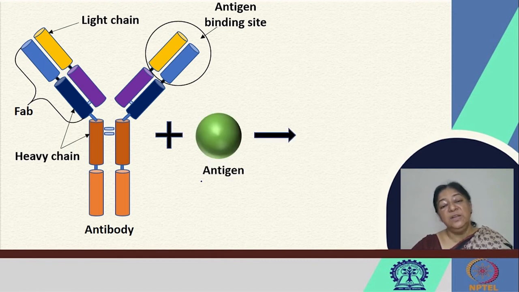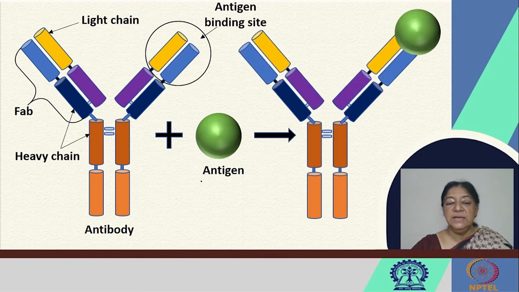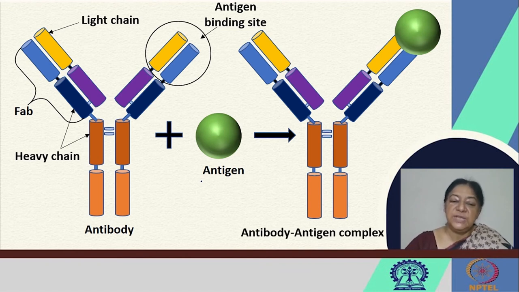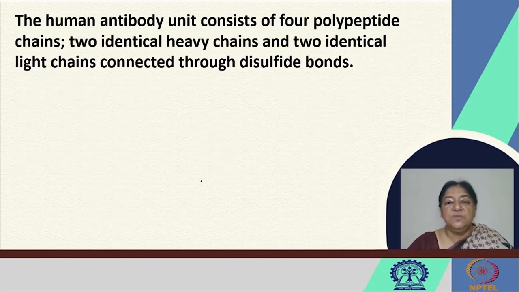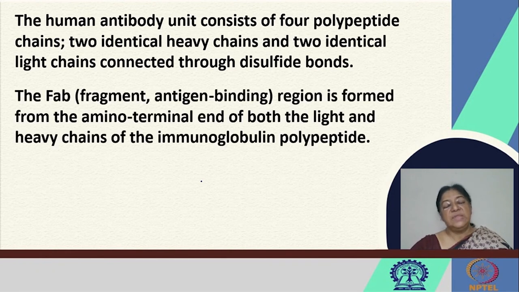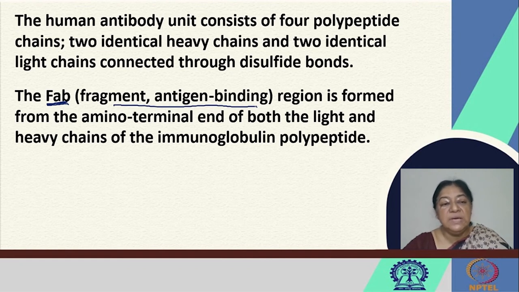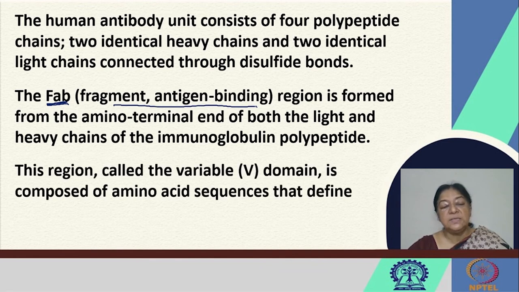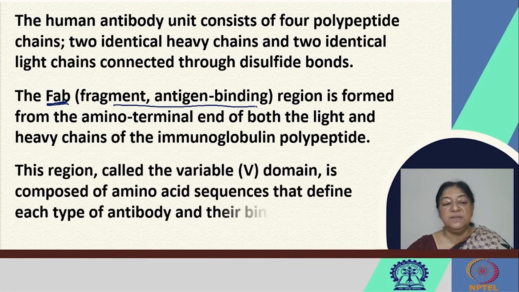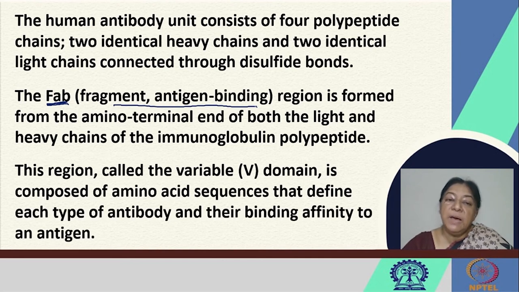So when we have the antigen, we have a specific antigen binding site that is going to bind to the antibody. Now, there are lots of variations that can occur in an antibody-antigen complex. So the human antibody consists of four polypeptide chains. There are two identical heavy chains and two identical light chains that connect through disulfide bonds. We have the FAB, that is the antigen binding fragment, that is formed from the amino terminal, as we saw in the previous figure. This region is called the variable domain, and it is composed of amino acid sequences that define each type of antibody and their specific binding to an antigen.